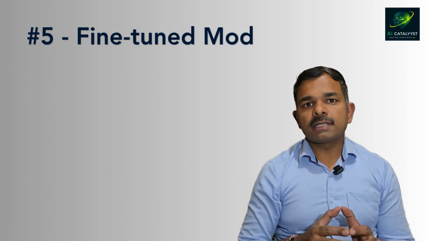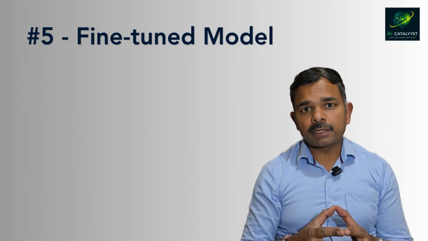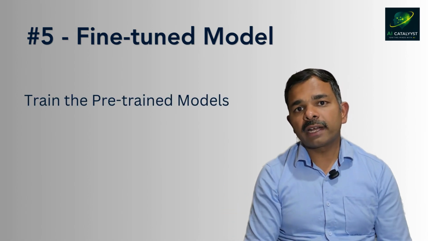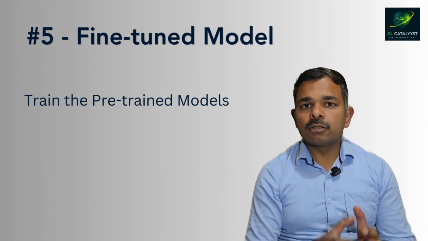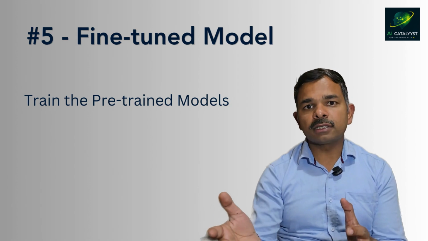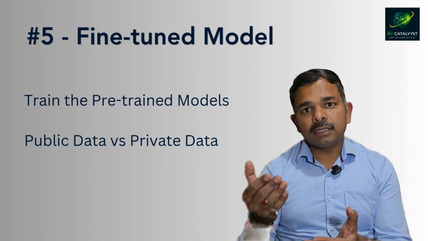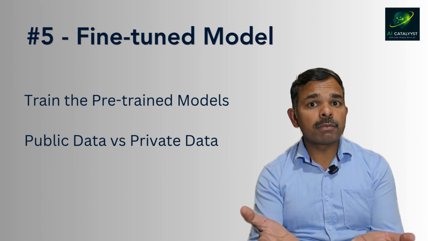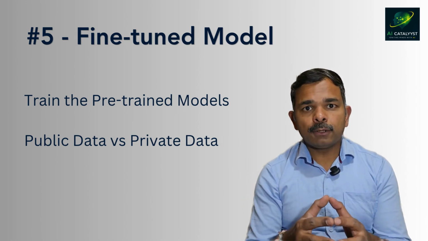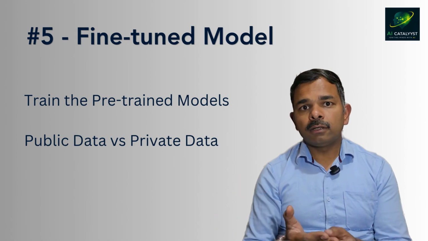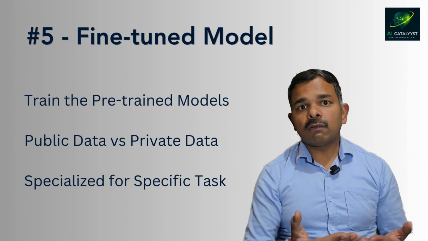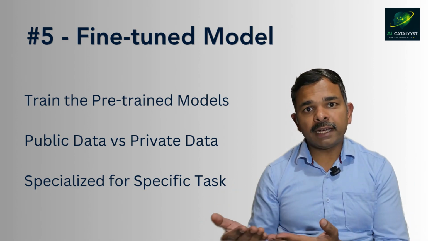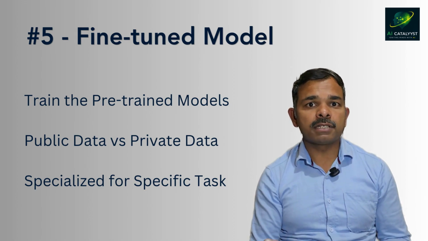Fifth is fine-tuned models. Fine-tuned models are pre-trained models which are further trained on your organization-specific data to perform specific tasks more accurately. So instead of using general knowledge, they understand the brand, the tone, and your business logic. For example, we can train one of the LLM models on our support tickets so that it can better answer our customer queries, aligned to our brand and more precise to our business domain.